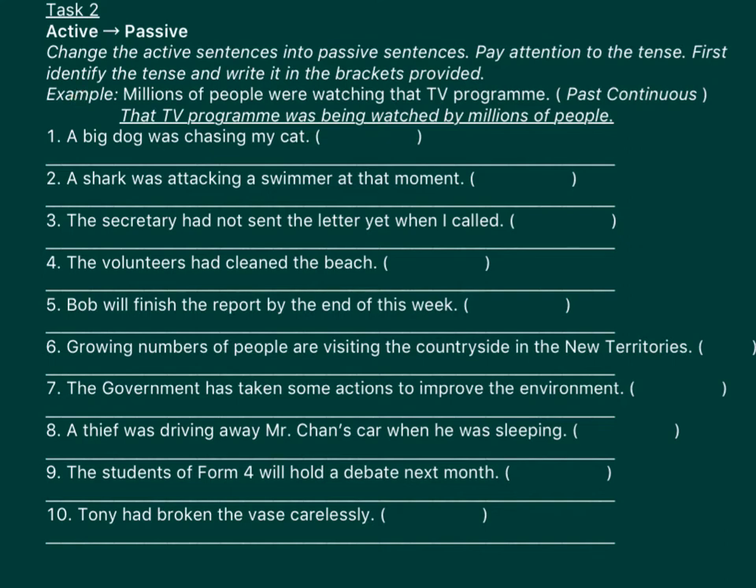Here's an example. Millions of people were watching that TV program. Were watching is past continuous tense. The passive voice is that TV program was being watched by millions of people. Stop the video while you complete the task, and when you're finished, resume play to display the answers.